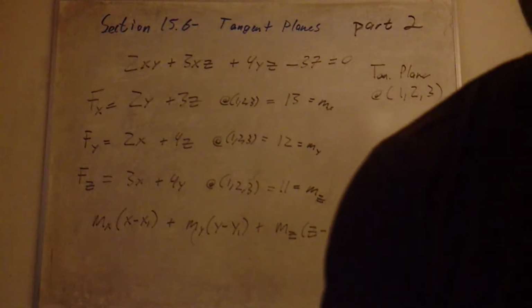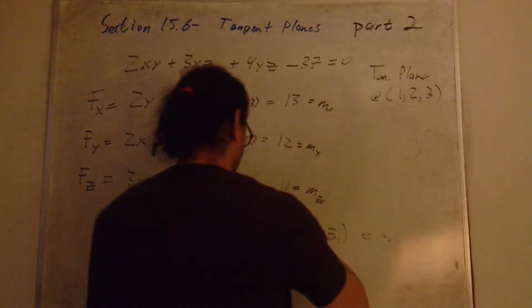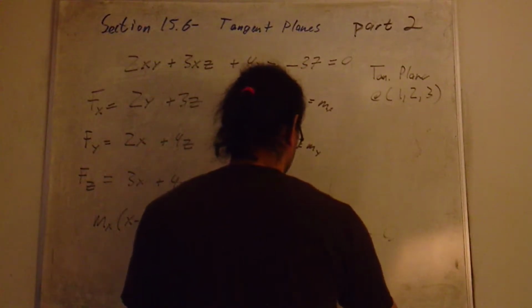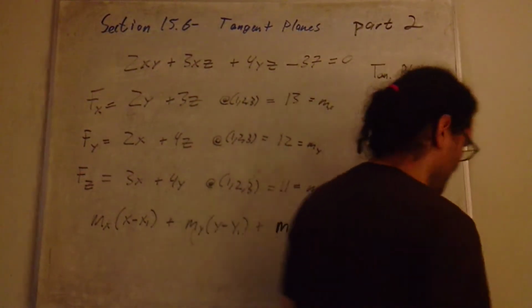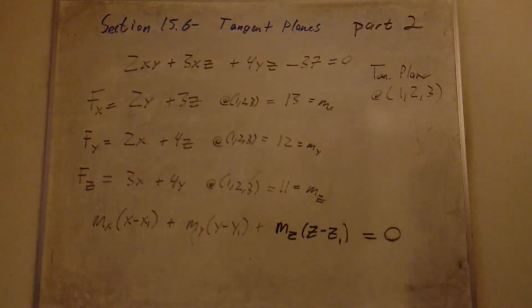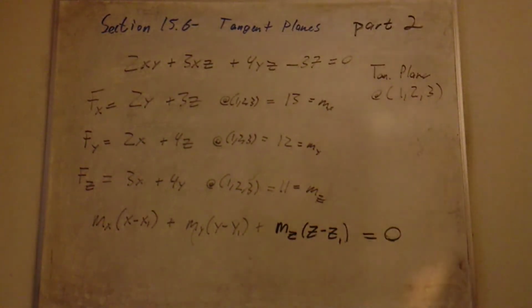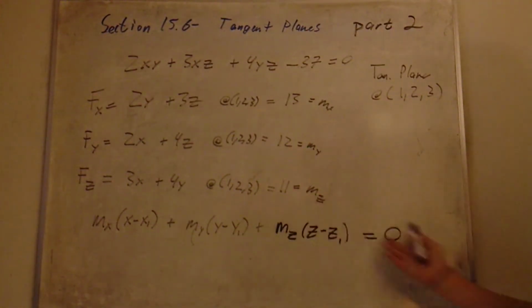Hopefully that is readable. I feel like this marker is dying on me. Z slopes times z terms is 0, is the end of that. It looks fairly readable. Okay. So this is the version of this that you get when you're doing this implicitly.